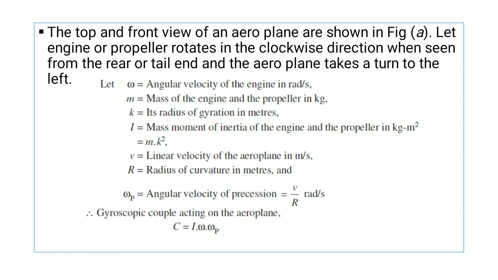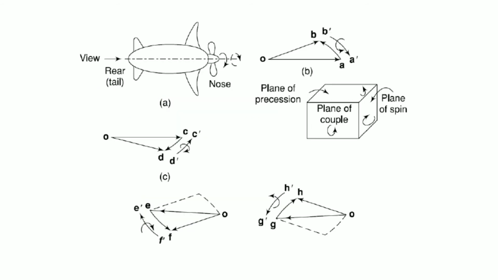Omega p is the angular velocity of precession, and we know that omega p is equal to the linear velocity divided by the radius of curvature. So for the gyroscopic couple acting on the aeroplane, we have derived this equation: gyroscopic couple is equal to I omega into omega p.